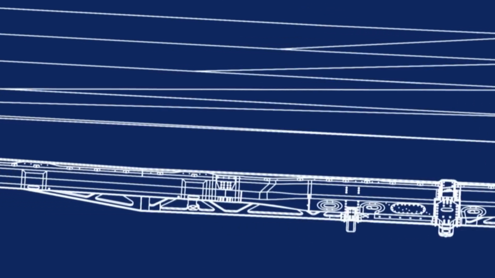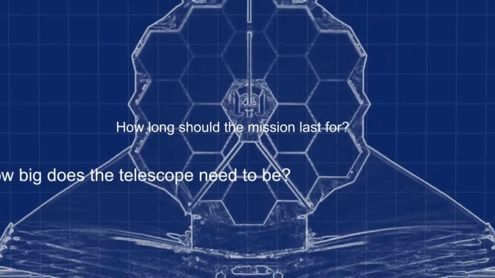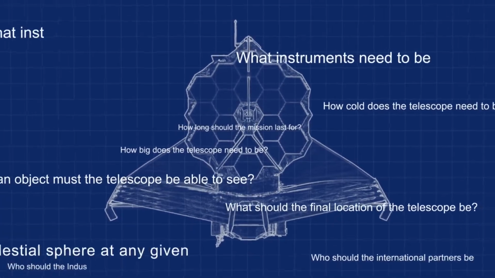Before any designs for Webb could be created, certain criteria needed to be established first. We had to figure out, well, number one, how big could it be? Number two, how cold could it be, or should it be, to achieve the scientific objectives? And number three, where to put it so that it could get that cold.